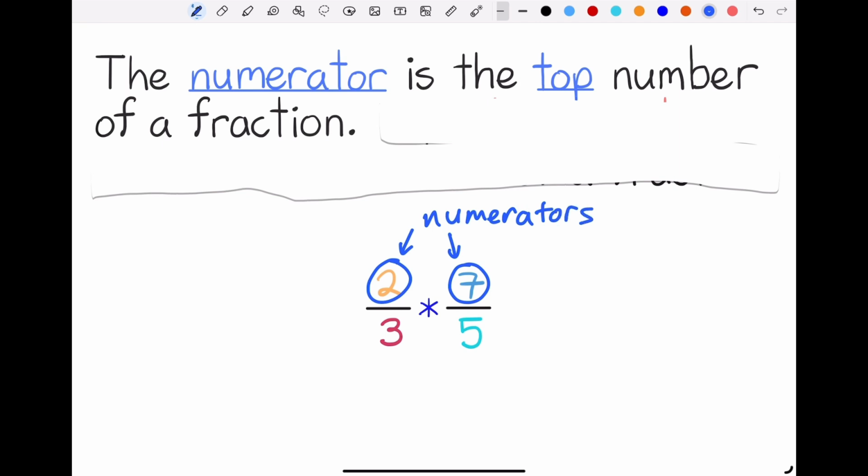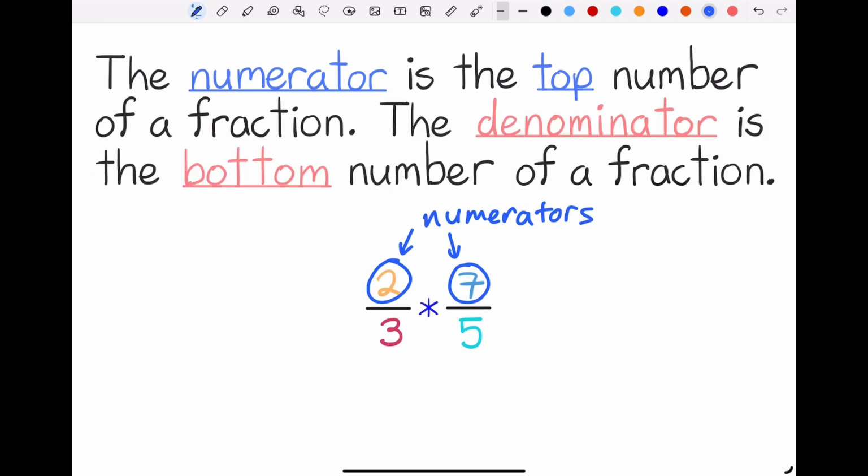The second part is called the denominator. The denominator is the bottom part of a fraction. In our example, the 3 and the 5 are the bottom numbers, and so we call these the denominators.